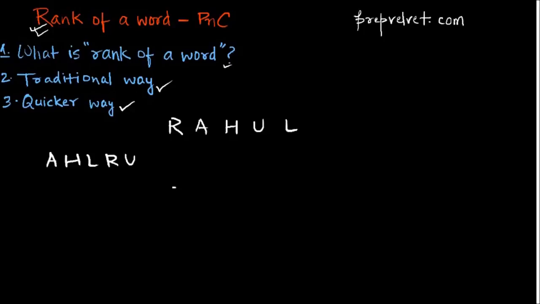Now have a look at the process. There are 5 alphabets and we need to find the rank of the word Rahul, which is starting from R. So this place can have A, H, L, that is 3 possibilities, and the 4 alphabets can be arranged in 4 factorial ways. This gives us 72 such words which start from either A, H or L.